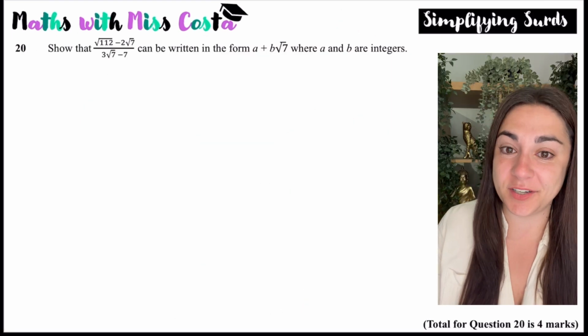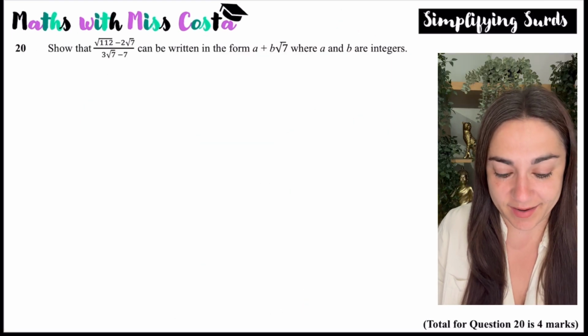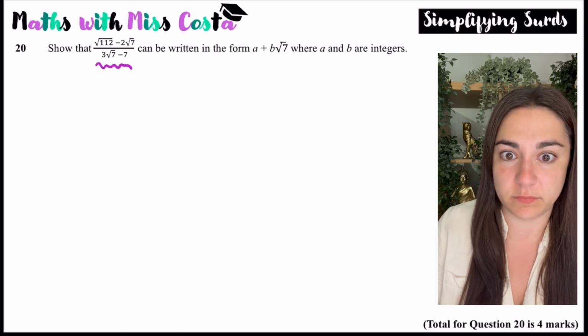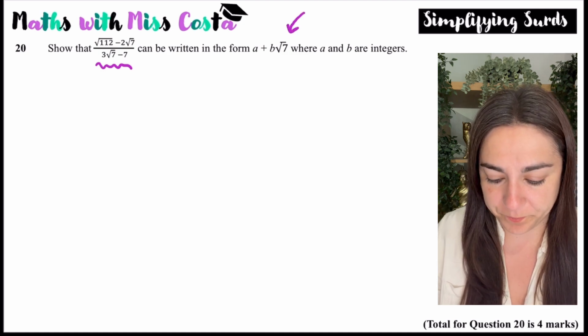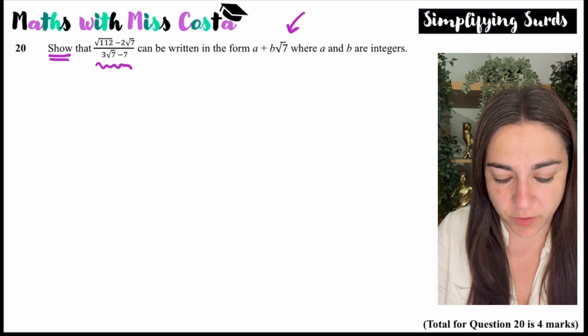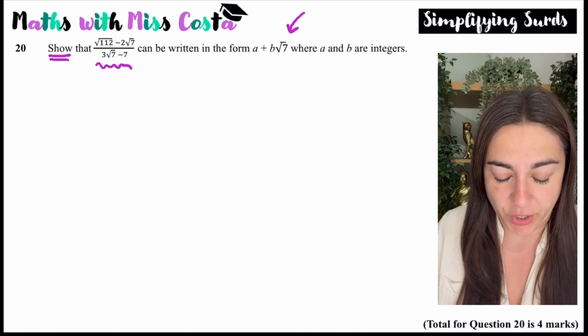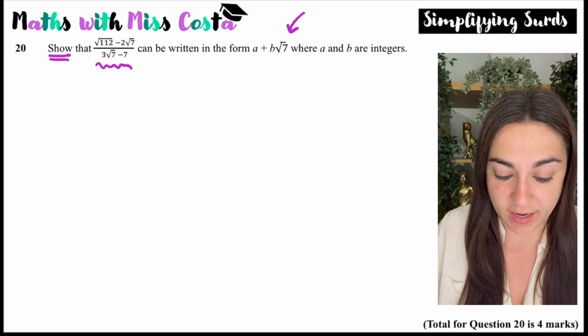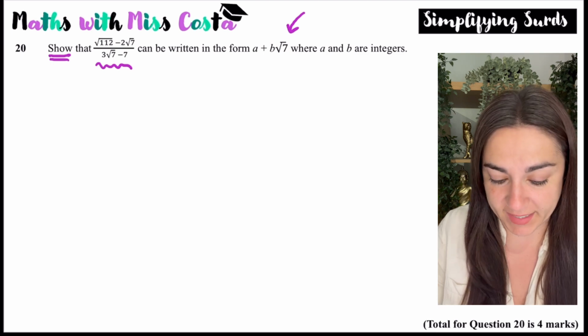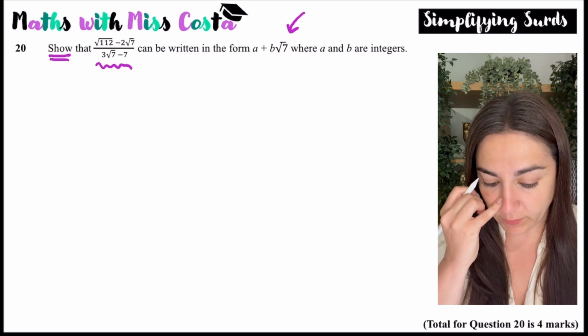Okay, so in this question, I'm asked to show that this surd can be written in the form a plus b root 7. So essentially, all I'm being asked to do is to simplify this surd and get it in this form, and show all of my working. So whenever I've got a surd and I want to simplify it, generally, I'm going to want to rationalize the denominator. There's a few things that we could do first.